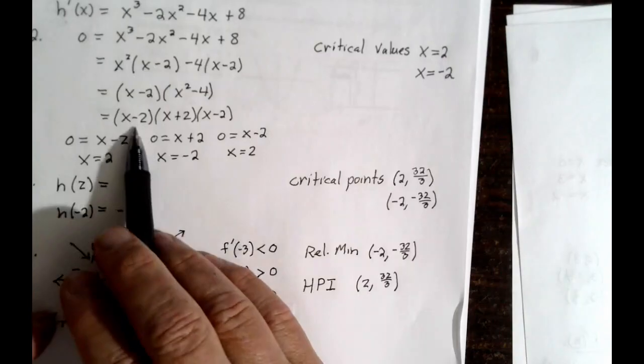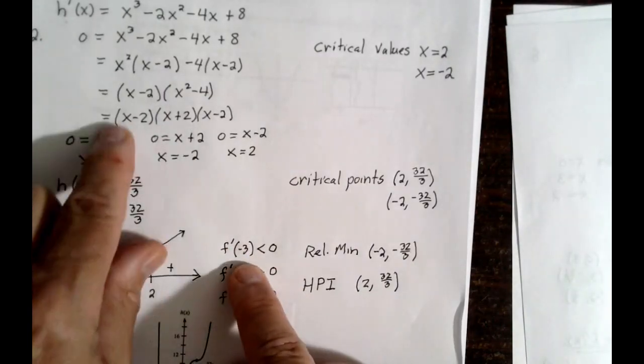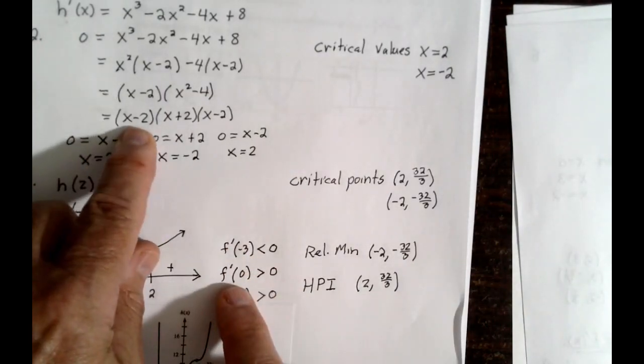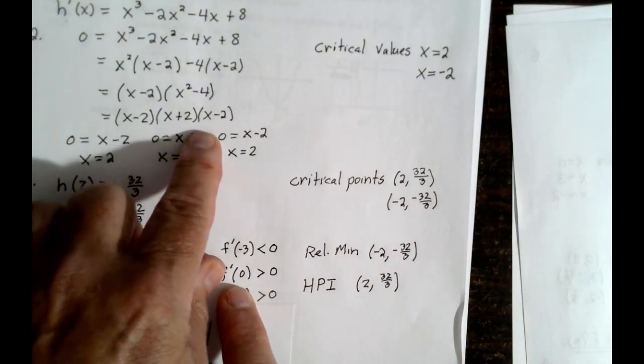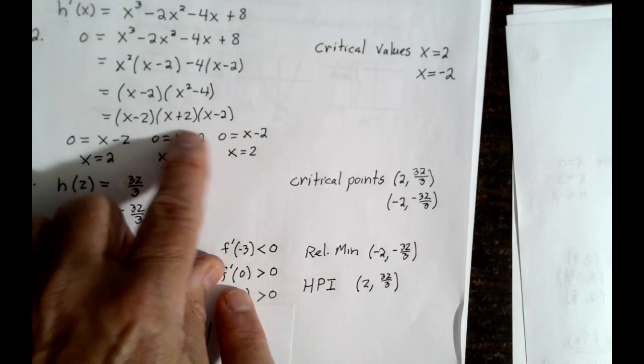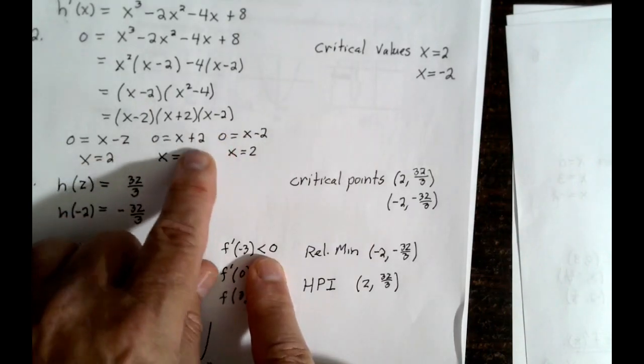And we're going to plug them into here. So if you plug negative 3 in here, you get negative 3 subtract 2 is negative. Negative 3 plus 2 is negative. Negative 3 minus 2 is negative. Well, 3 negatives multiplied together gives you negative.